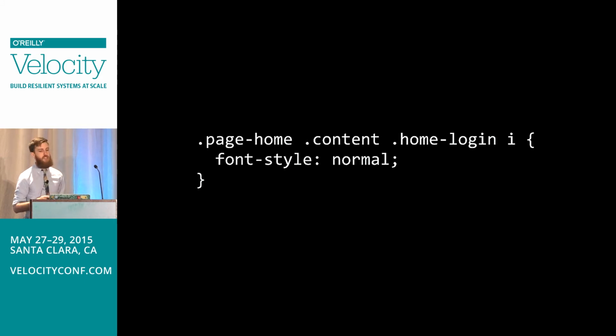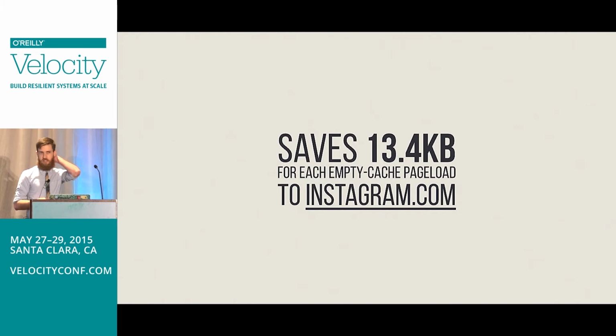It's an I element, so that has a default font style of italic, which triggers the italic web font to be downloaded. So the only thing they need to do to save about 13 kilobytes on their homepage load is just to add this reset, because they're not actually using the italic font. It's just downloading for no reason. So if they added that, they'll save about 13 kilobytes on their homepage.